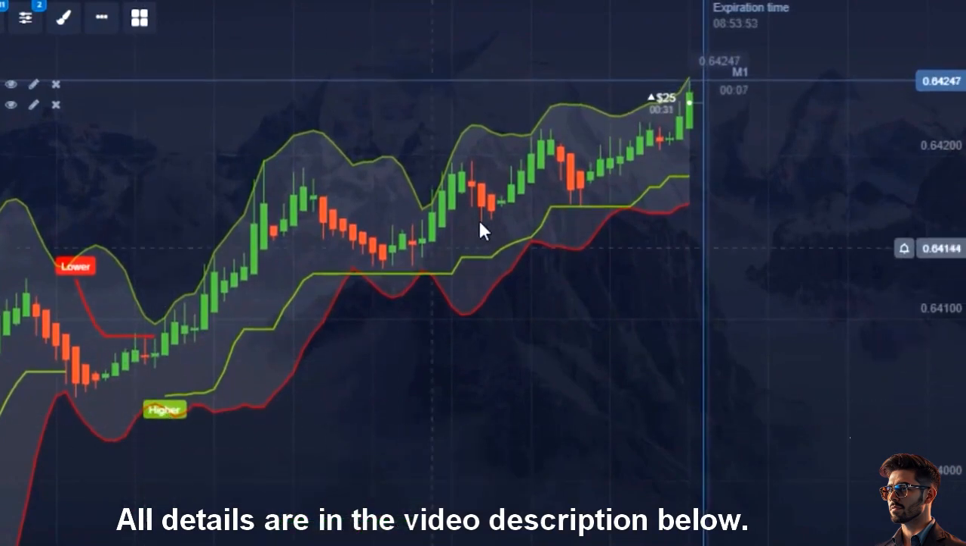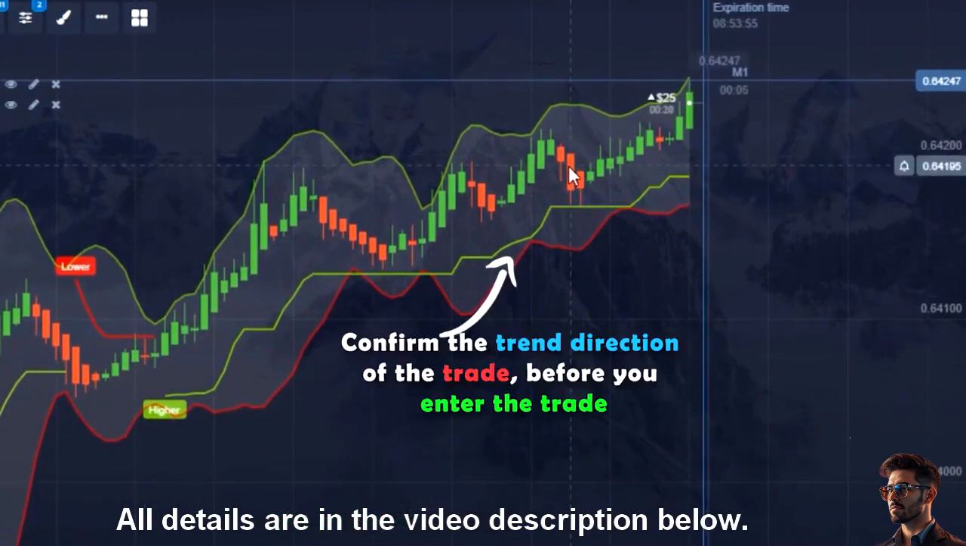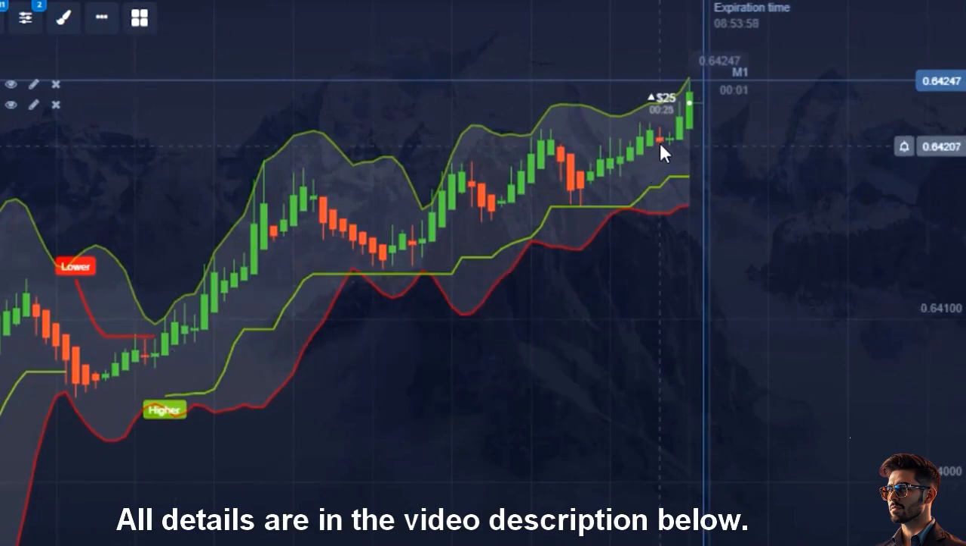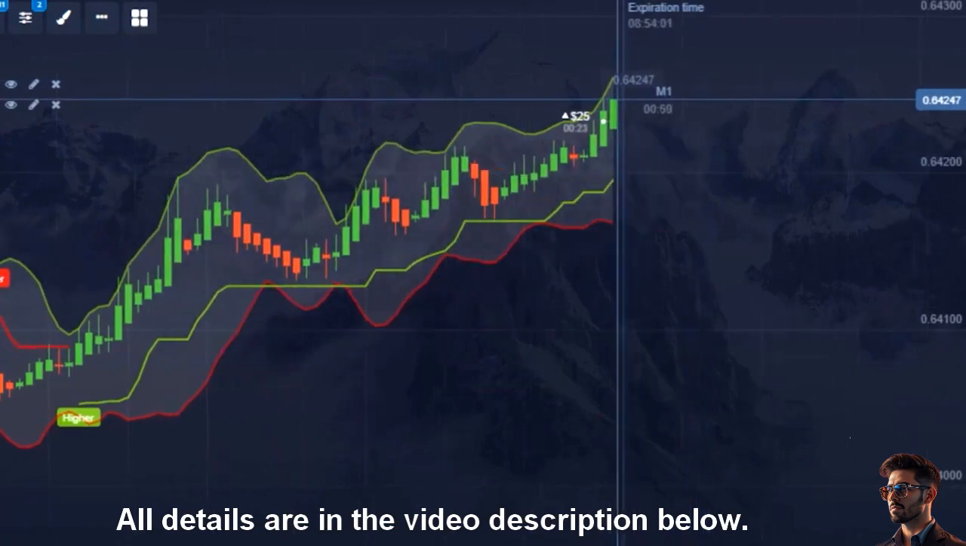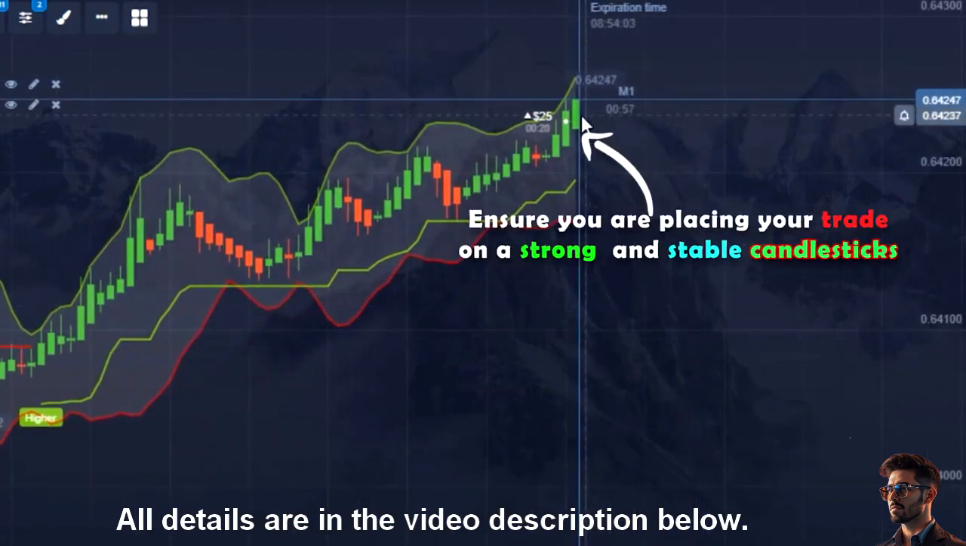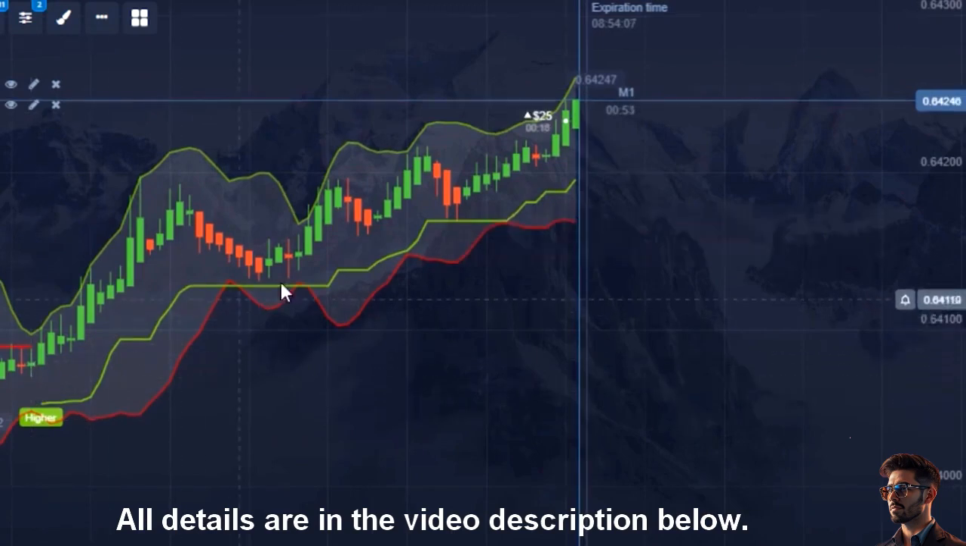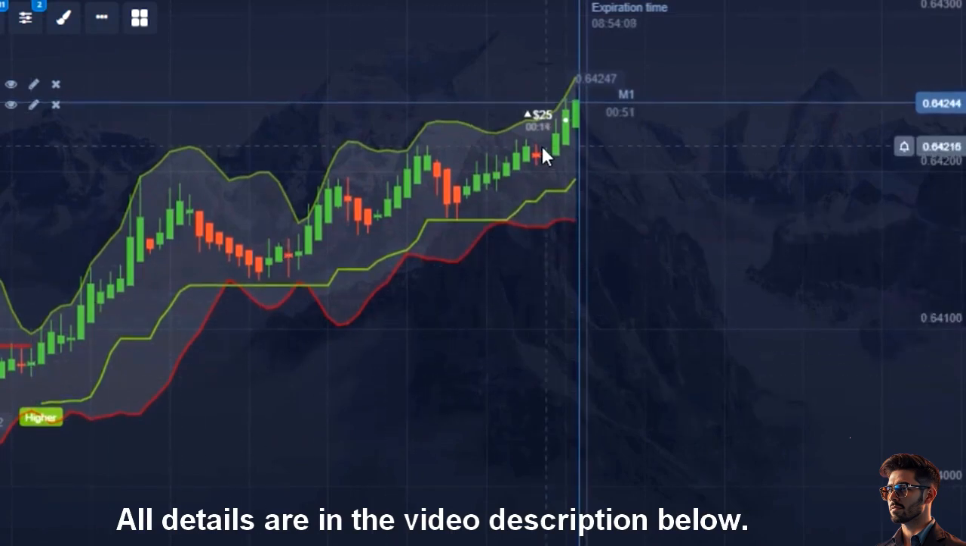And not only that, make sure that you've confirmed the trend before you enter a trade. If you're going for an up trade, always make sure that you confirm a very strong uptrend before you place the trade. As you can see, I placed my trade on this position, and when you check right from here where the signal indicates, you can see that the trend has been going up for a very long time.